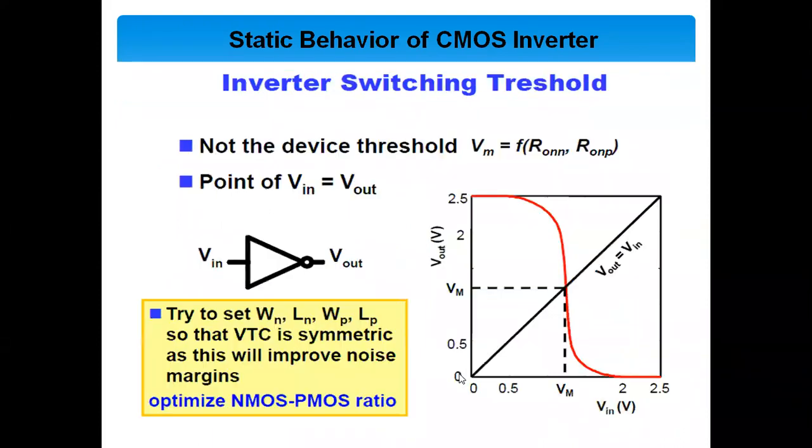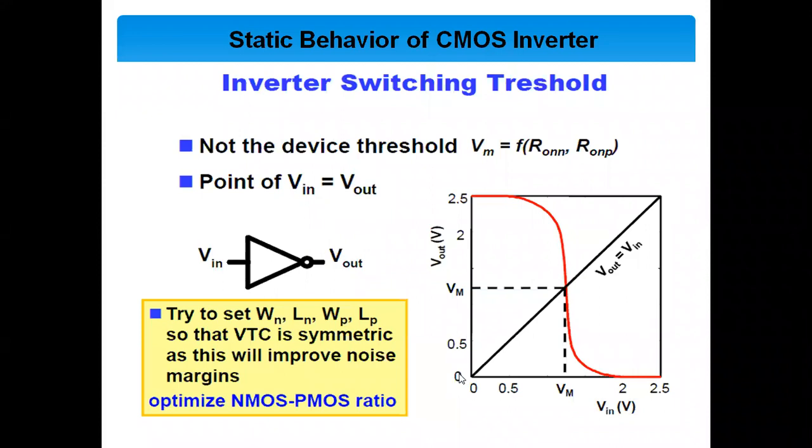Now, what is the second and very important point that you should consider to analyze the static behavior? It is the inverter switching threshold. Okay, what is this inverter switching threshold? This is not your VTH of the device. See, as you know, if you consider NMOS or PMOS, it has a threshold voltage, but this switching threshold has nothing to do with that device threshold.